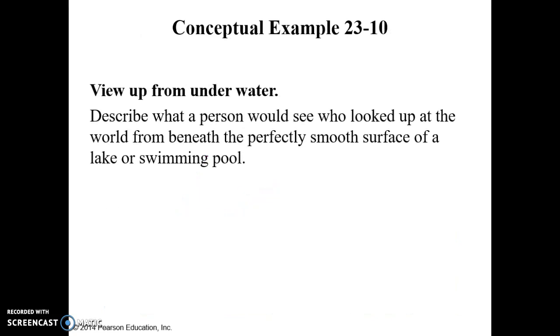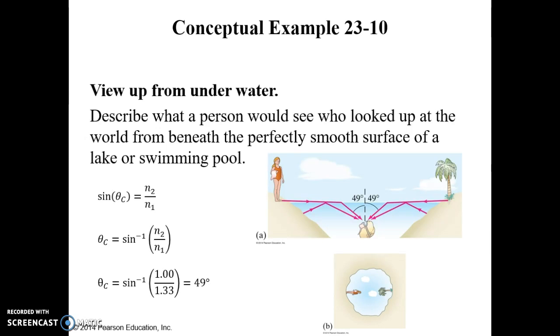Now describe what a person would see who looks up at the world from beneath a perfectly smooth surface of a lake or a swimming pool. Well, if we were to solve for the critical angle, we would get 49 degrees. The person would see the outside world compressed into a circle whose edge makes a 49 degree angle with the vertical. Beyond this angle, the person would see reflections from the side and bottom of the lake or swimming pool.